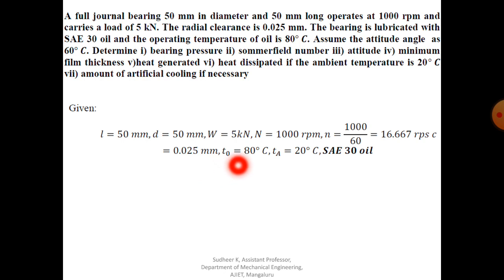So operating temperature is always denoted as T naught, which is 80 degrees Celsius, because based on the operating temperature of the bearing only, you have to find out the viscosity from the temperature-viscosity chart. Usually that is available in both data books, but if you use the Lingaya data book, whatever the value, directly you will get in absolute viscosity.